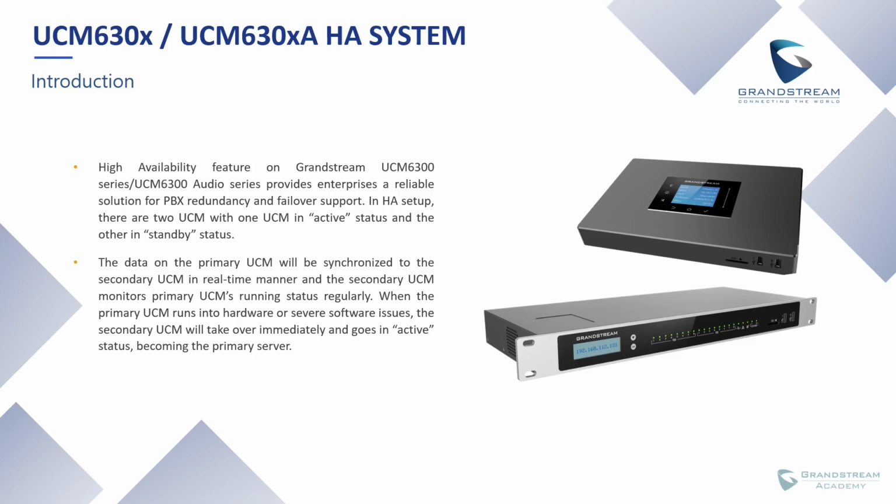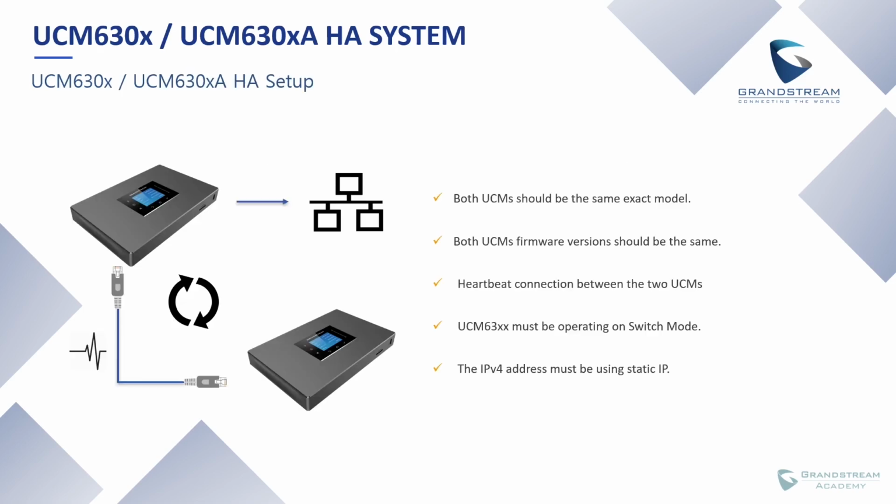Since hot standby allows switching to a backup UCM immediately after the primary UCM fails, the interruption time will be minimal and production can be immediately recovered from the point it was interrupted. There are some prerequisites that should be taken into consideration for setting up high availability. The two UCM model numbers must be identical. Both UCMs should be connected directly using the heartbeat port with an Ethernet cable. The network method configured should be switch mode. Also, the IPs of both UCMs should be set statically.